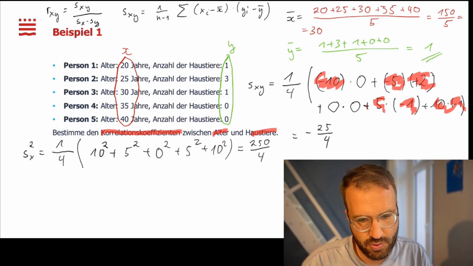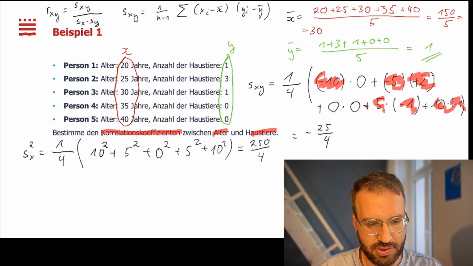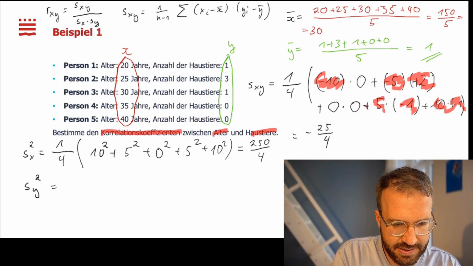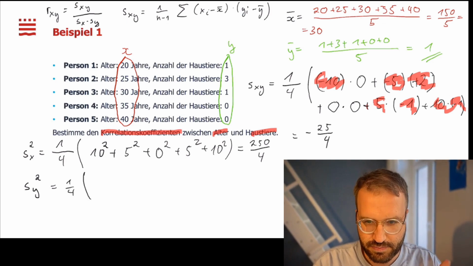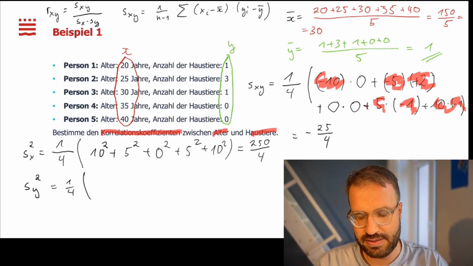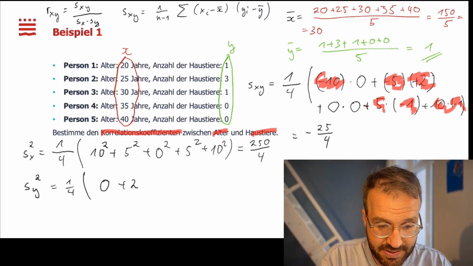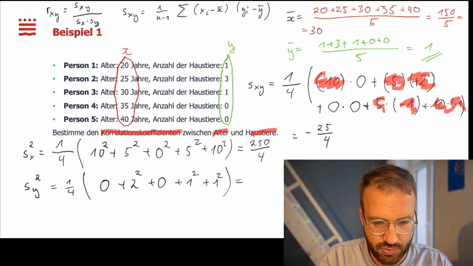And then we calculate. Of course, we can simplify now, but I won't do that because I want to show something else. Now, Sy squared is again 1 divided by 4. And now we have the mean of 1. Now let's look at how large the distance is. The distance for person 1 is 0. Then the distance for person 2 is 2 squared, and then we have 1 squared and 1 squared. So in total we get 4, 5, 6.